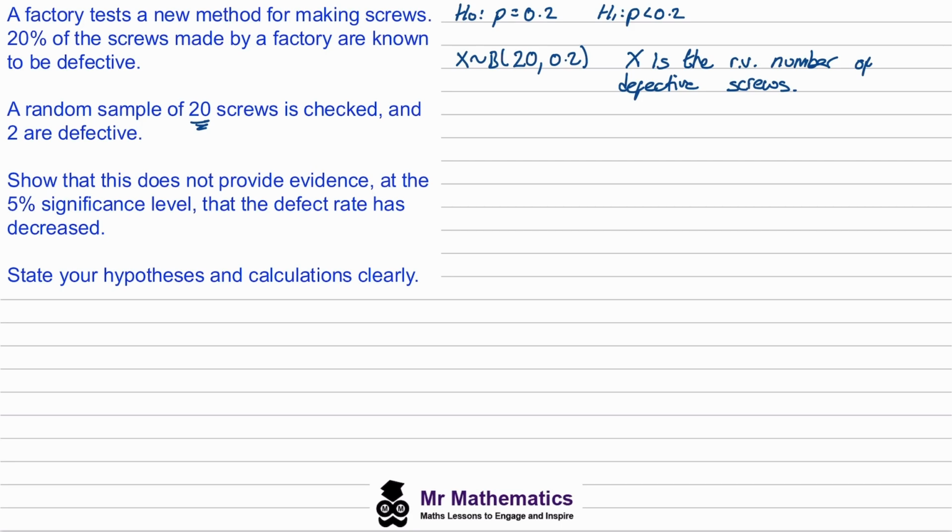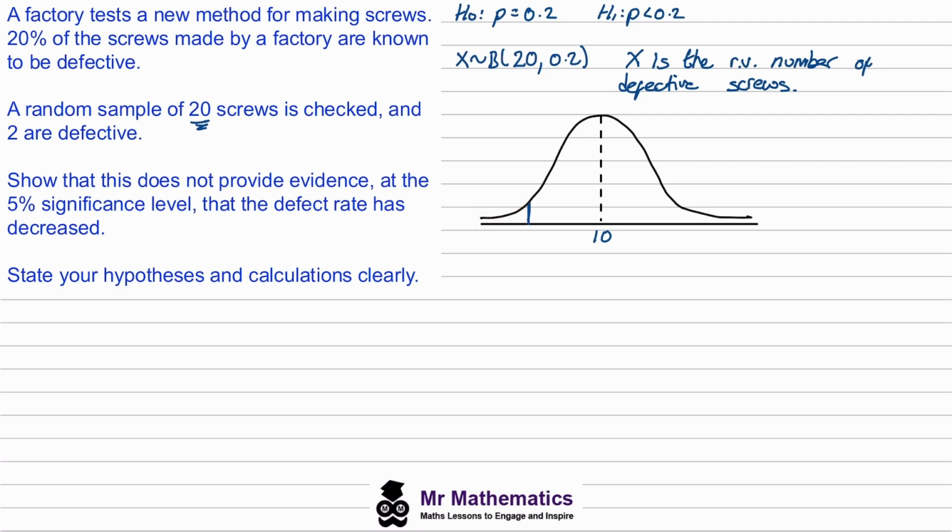Then I find it really helpful to sketch a binomial distribution. This helps me to identify whether it's a one-tail or two-tail test and which tail we're looking at. And this line here is the expected value, which is the probability multiplied by the number of trials. So the expected value of X is 10. And then because we're looking at p being less than 0.2, we're looking at the tail to the left of the expected value. So we're looking at this region here, and this is our critical region.